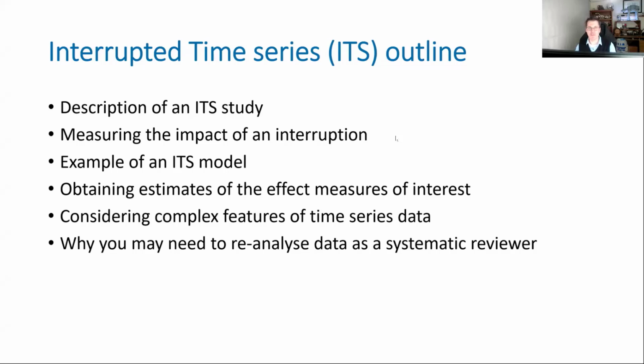Today, we're just going to give an outline overview of how to analyze an interrupted time series. We're going to work through some descriptions of interrupted time series studies, how to measure the impact of an interruption, and then we'll go through an example of an actual statistical model, how we might then obtain effect measures of interest. We'll talk about some of the complexities of time series data and why, as a systematic reviewer, this is all important to know in case we need to reanalyze data.